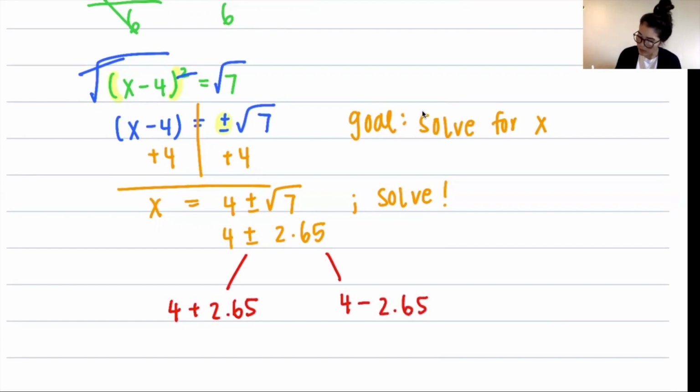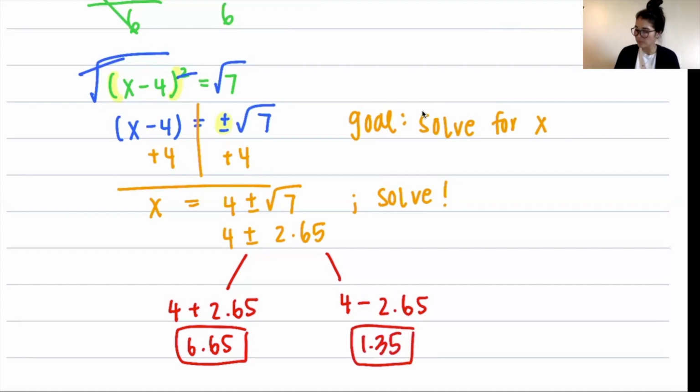So the first answer is going to be 6.65. And then your second one is going to be 4 minus 2.65. You're going to get 1.35 as your answer here. Okay, so that's using your square root method: isolating the squared term, the parenthesis, and then breaking out that x from that parenthesis, that squared jail, and then solving for x. So those are your two answers.